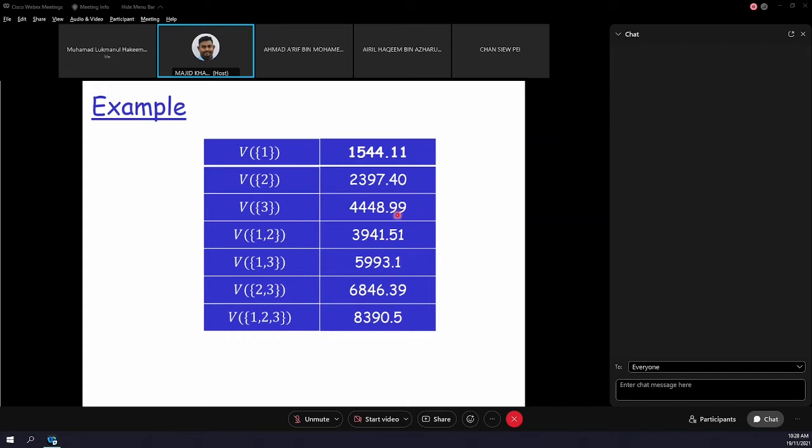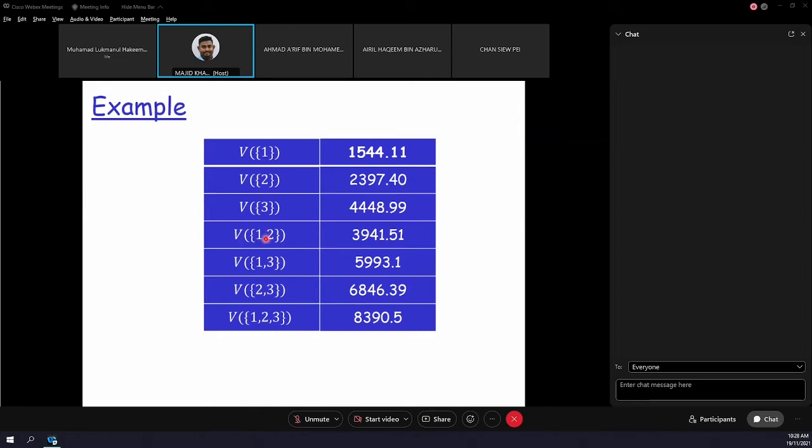Let's say you have three players: player one, player two, player three. Look here. If player one does it by himself, he will get 1544.11. When player two does it alone, she or he can do 2397.40. When player three is alone, they can do 4448.99.